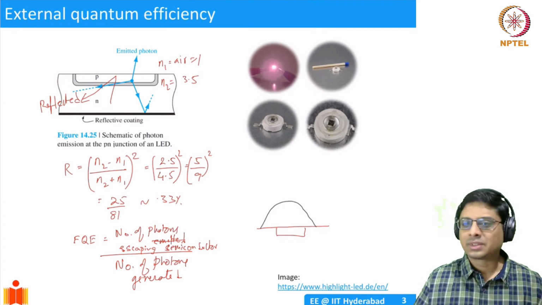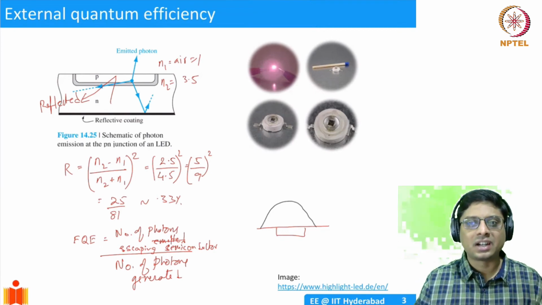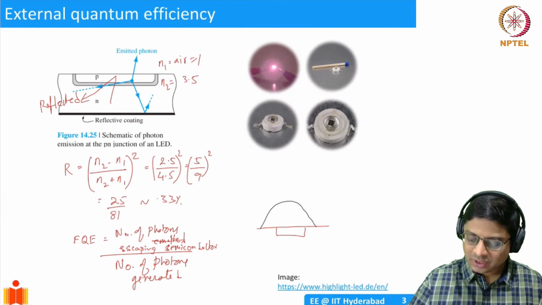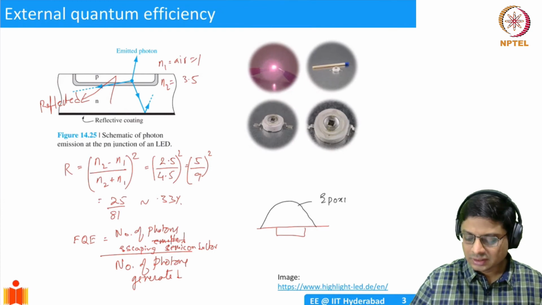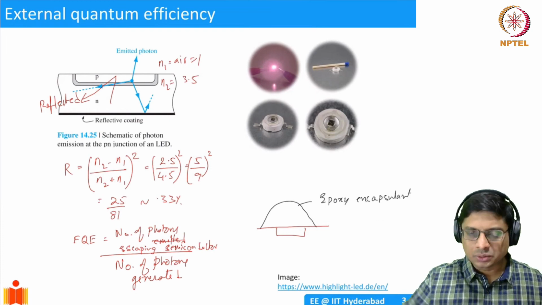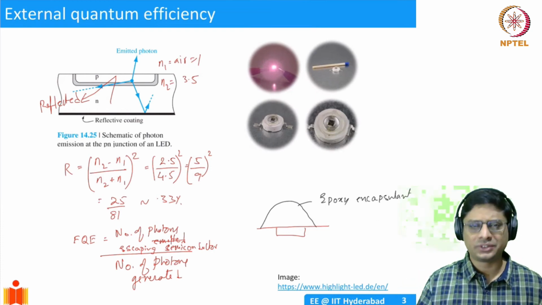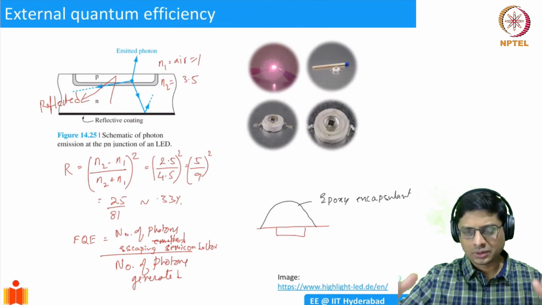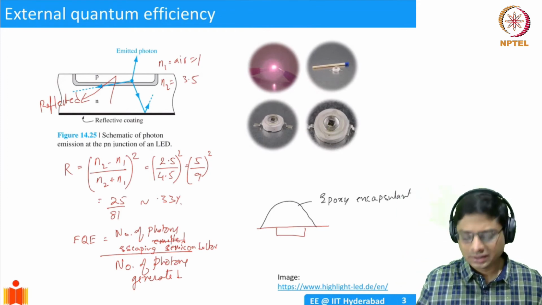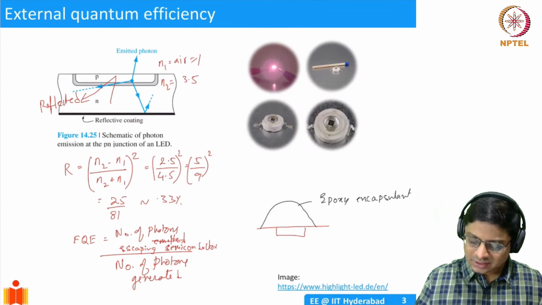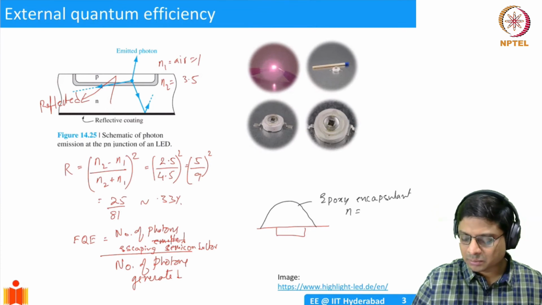Some curved shape. It looks like a glass. So this we call an epoxy encapsulant. Basically, you'll use an epoxy. Epoxy is a type of glass, you can think of it, and that will surround the material, because of which this can have a refractive index of, let's say, 1.5.